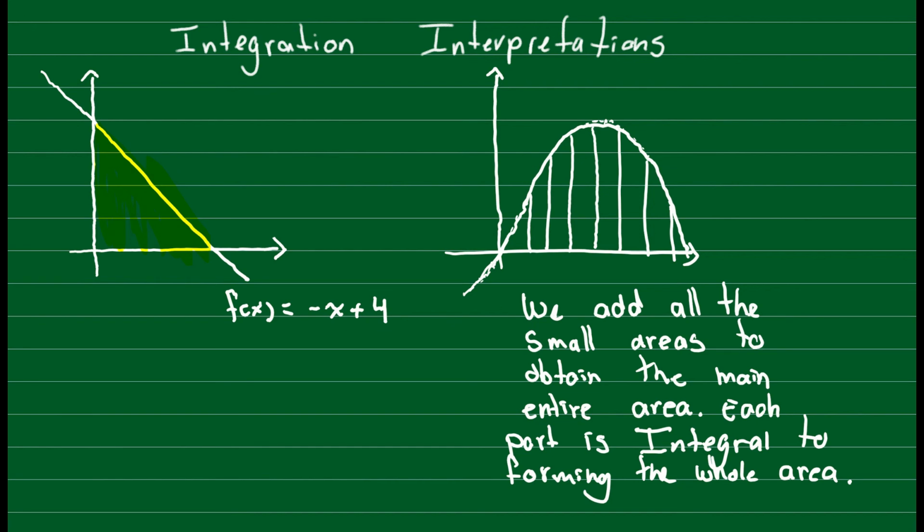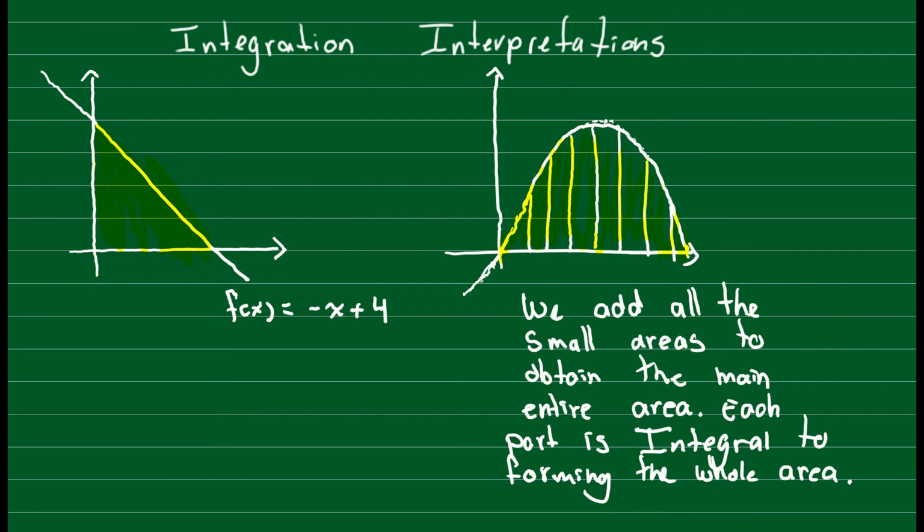We do know a formula for a triangle, ta-da, we can do it. But if we are given something more like this, how do we find the area of that? Well, we are going to be learning some techniques in which we partition the area under a curve into small sections, and then each of these sections we can find the area, and then we add all the small areas and obtain the entire area. Each small part is integral to forming the whole area under the curve. That's also where the name integration comes from. All right, each area is integral to the area of the entire region.